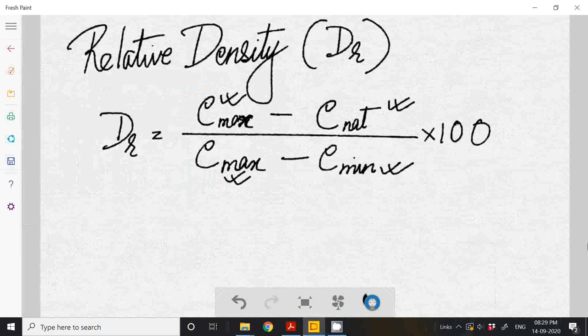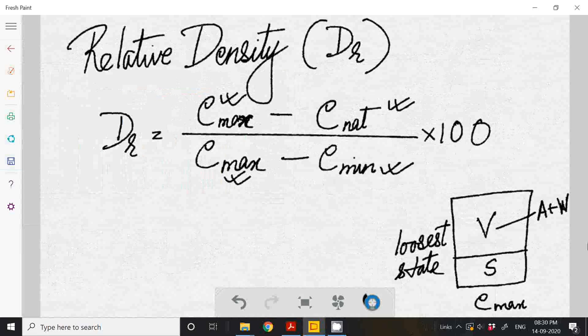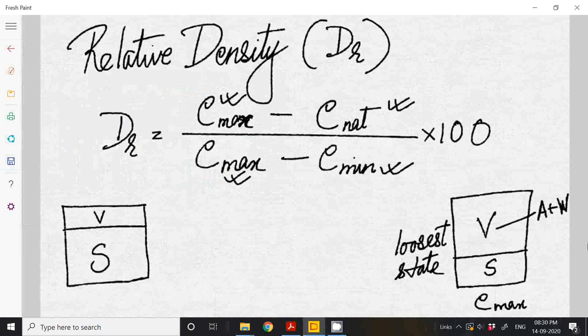So maximum void ratio, when do we get? When the soil is in the loosest state. Maximum void ratio will be happening when there are more voids. Maximum void ratio means what? More voids. So suppose voids are more, solids are less. So the soil is loose, in the loosest state. So this is Emax. In the voids we get air plus water, isn't it? Then minimum void ratio means minimum voids. So suppose soil is here, voids are just here, where we get air plus water.